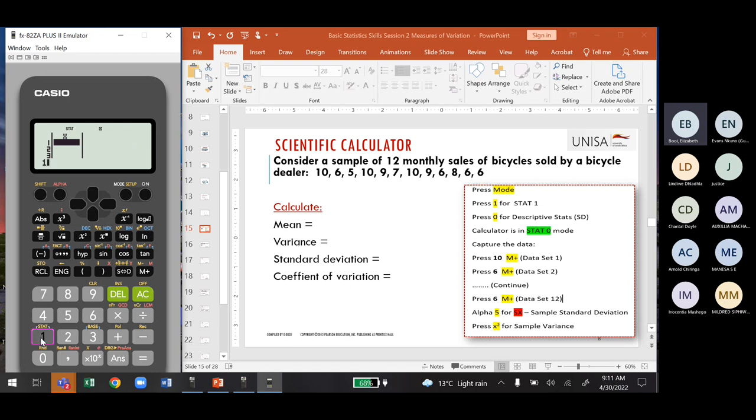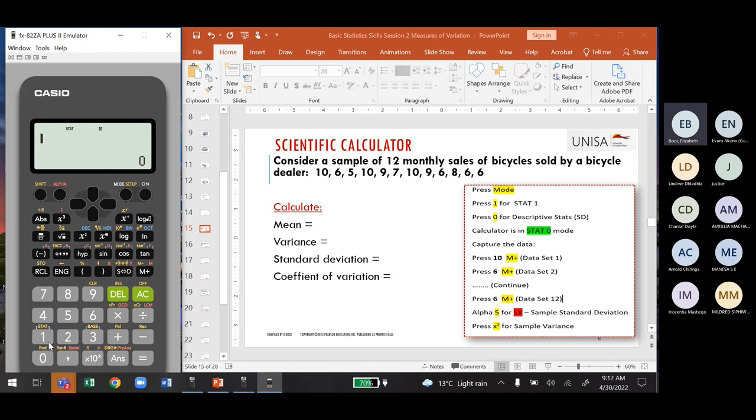Then you capture your data: 10 equal, 6 equal, 5 equal, 10 equal, 9 equal, 7 equal, 10 equal, 9 equal, 6 equal, 8 equal, 6 equal, 6 equal. And you have captured your data. Once you have captured your data, you can press the AC button. Your data will be stored on your calculator. It's not lost. If you want to see your data, you can press on this STAT button.